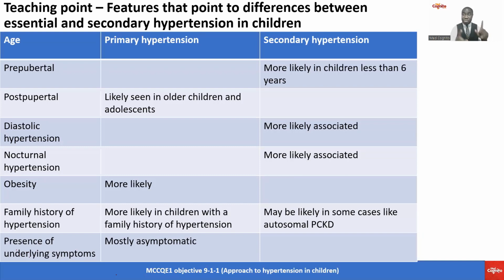With this table, Dr. Browning, one key objective. I have a question. Yes, please ask your question. Concerning obesity, I know most people that have sleep apnea syndrome, OSAS, tend to be obese, and I think that is a secondary cause of hypertension. Am I correct? That's true. So I thought obesity would be more associated with secondary hypertension.